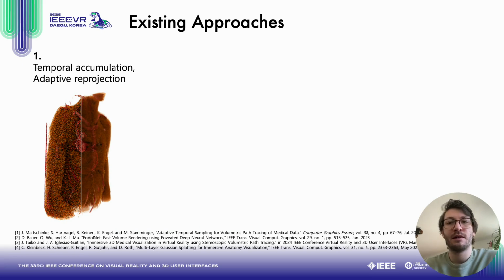Existing approaches look into how to speed up path tracing. Researchers have, for example, investigated temporal accumulation and adaptive reprojection, like reusing samples even though the head moves slightly in VR, to denoise the volume for virtual reality.